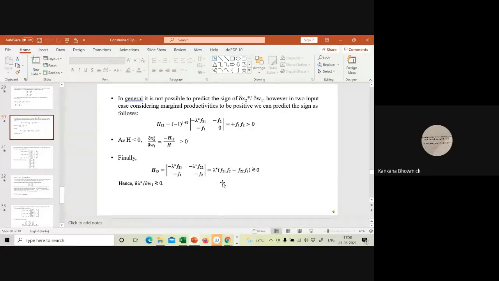Ma'am, there was no taking the minus sign common. Like, you keep the minus sign with you. Whatever you got, you keep it like that. Okay, that is absolutely fine.